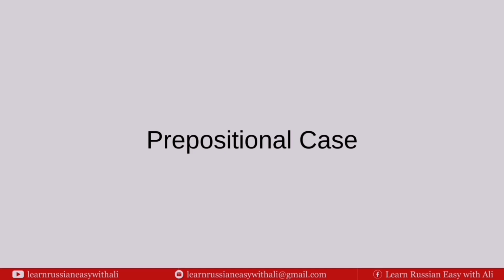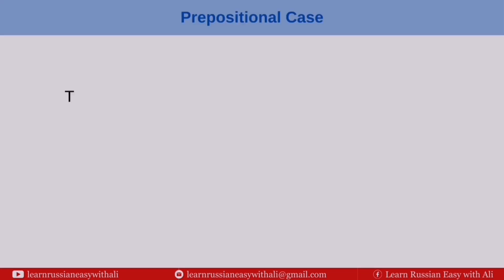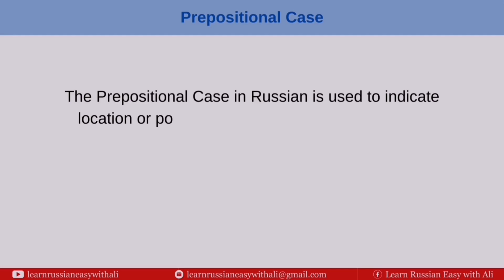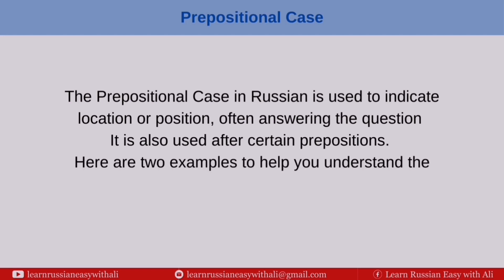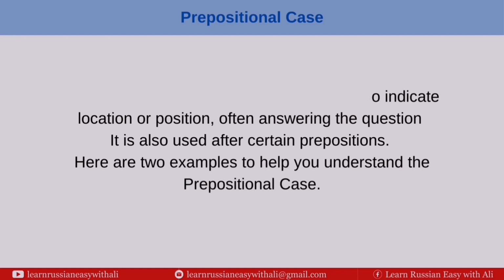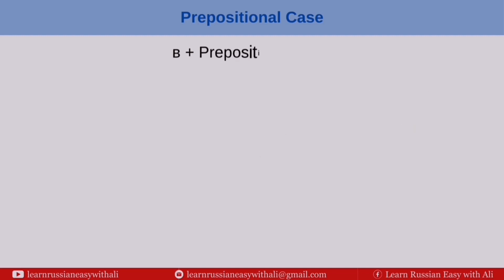Prepositional case. The prepositional case in Russian is used to indicate location or position, often answering the question where. It is also used after certain prepositions. Here are two examples to help you understand the prepositional case. В plus prepositional case.